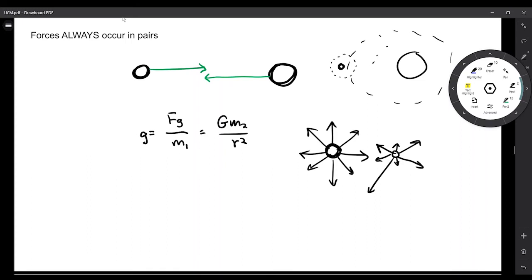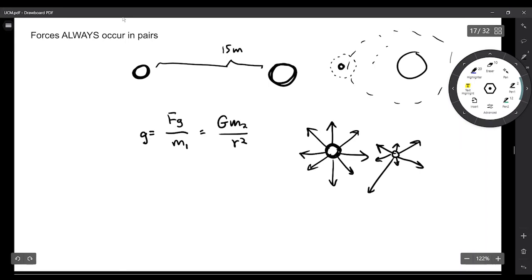How does this tie into our physics here? Well, there are many questions where it will give you, as we say up here, two different planets, and it gives you perhaps the distance between these two planets, let's suppose it's 15 meters. Let's suppose the different masses. So M1 would equal 100 kilograms, and M2 would equal 300 kilograms. And it can ask you, what is the net gravitational field at the point halfway through?